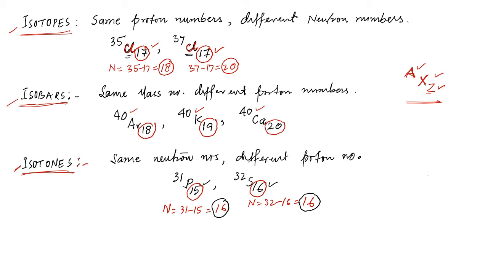How do we measure the mass of the nucleus? The mass of the nucleus, or the weight of the nucleus, is measured in the unit of atomic mass unit.